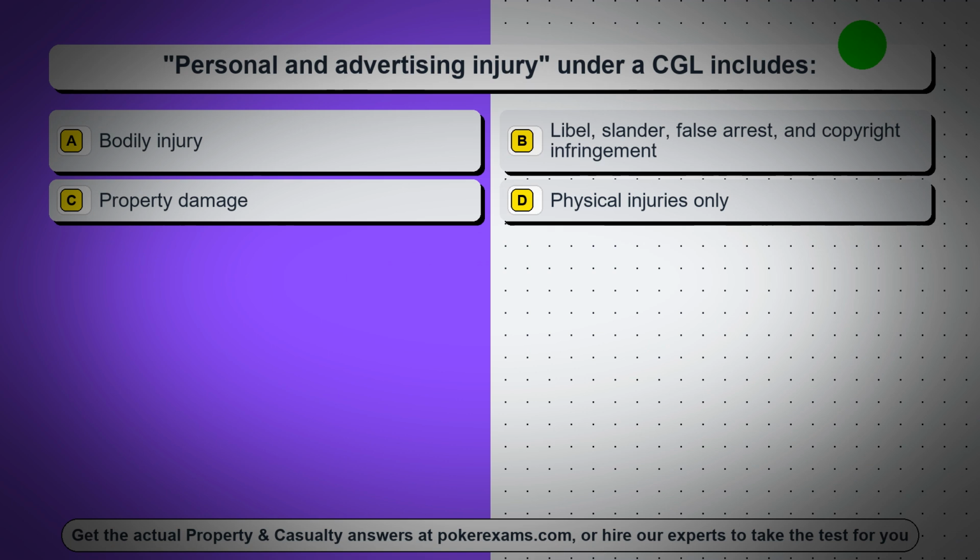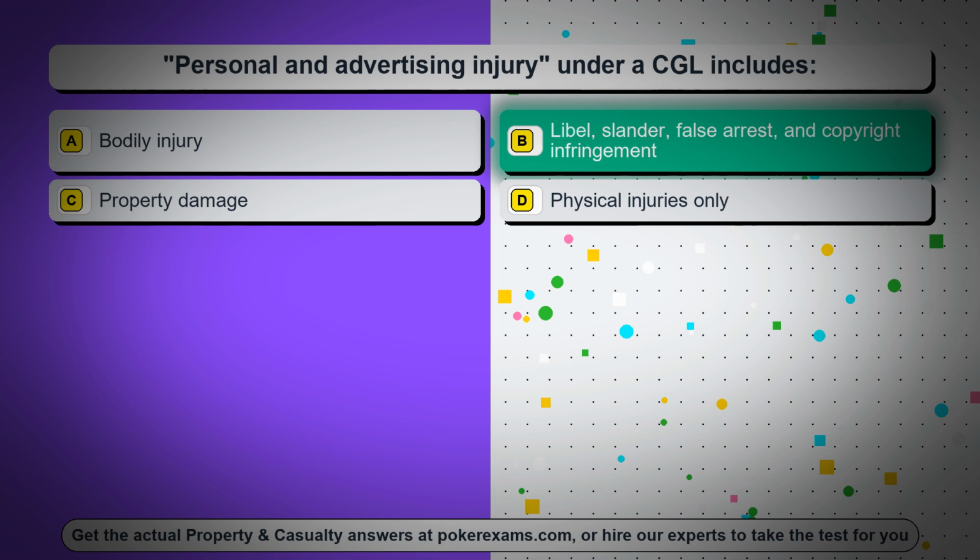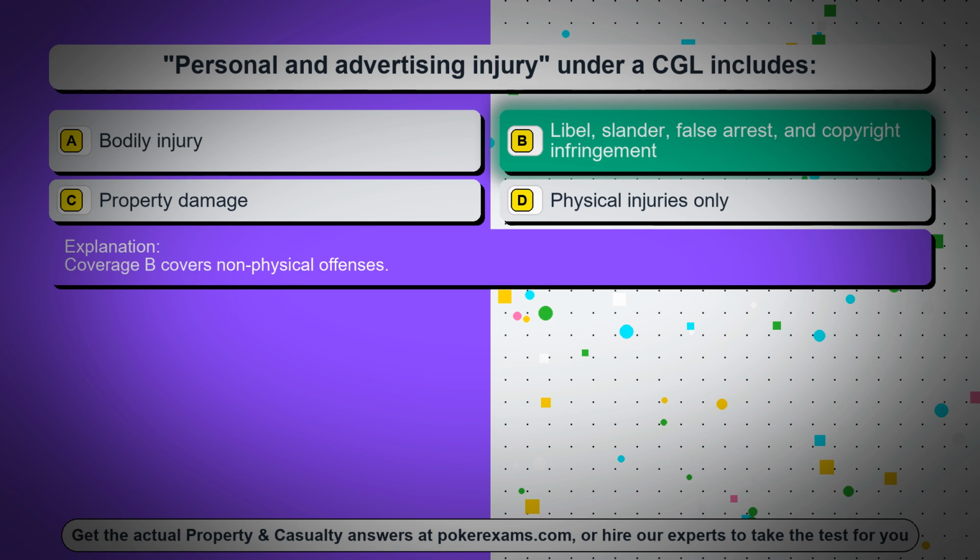Question 84. Personal and advertising injury under a CGL includes: option A, bodily injury, option B, libel, slander, false arrest, and copyright infringement, option C, property damage, option D, physical injuries only. The correct answer is option B, libel, slander, false arrest, and copyright infringement. Coverage B covers non-physical offenses.